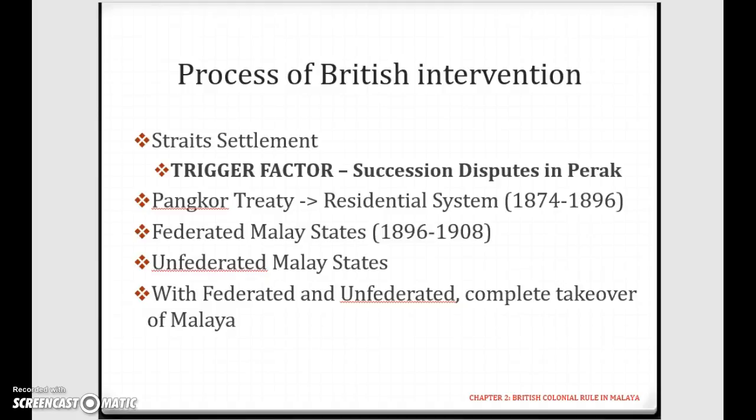So it started off with Perak, and that's where they signed the Pangkor Treaty. The Pangkor Treaty basically installed Raja Abdullah as Sultan, and of course the other guy, Ismail, lost out.